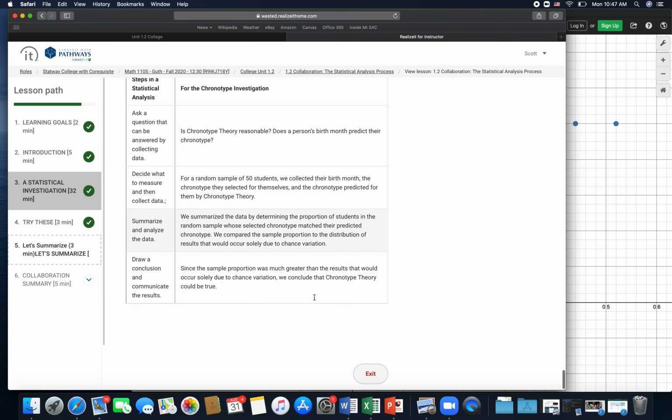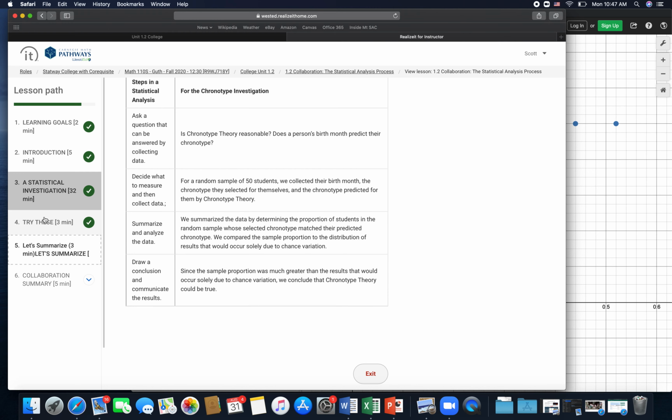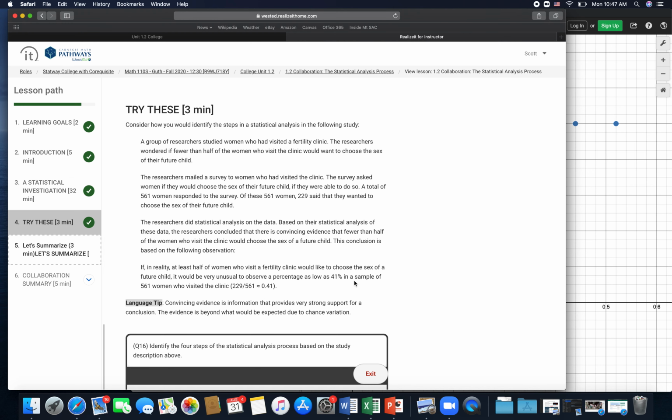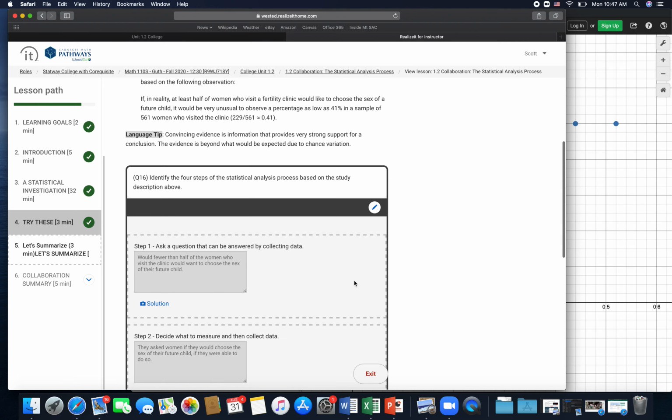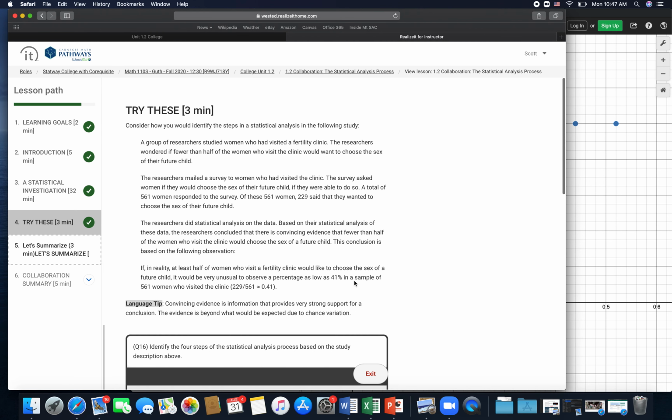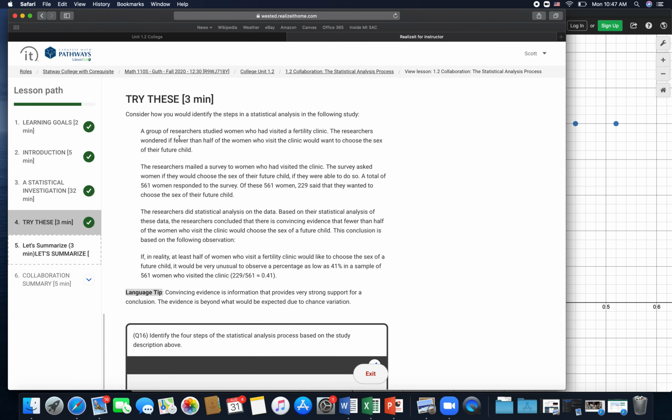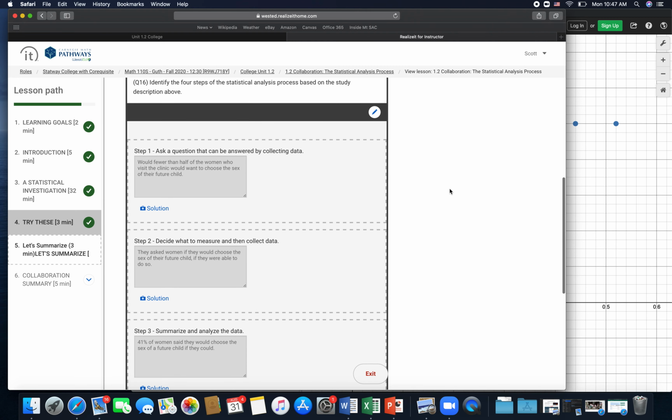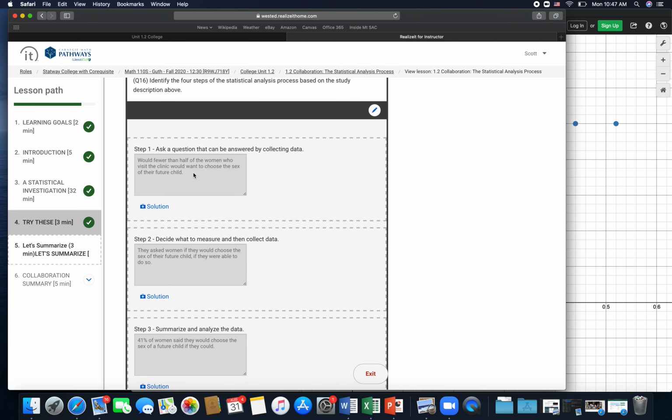I'll just zip past all of this. They ask you to do the steps for the statistical analysis again. So this is one with the fertility clinic where the researchers wanted to know if fewer than half of the women who visit the clinic would want to determine the sex of their child. And of course, that's the question that they're trying to ask.